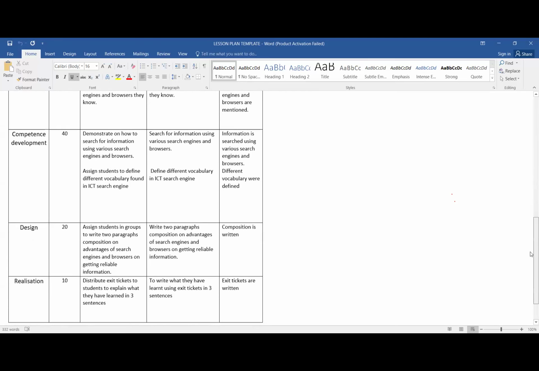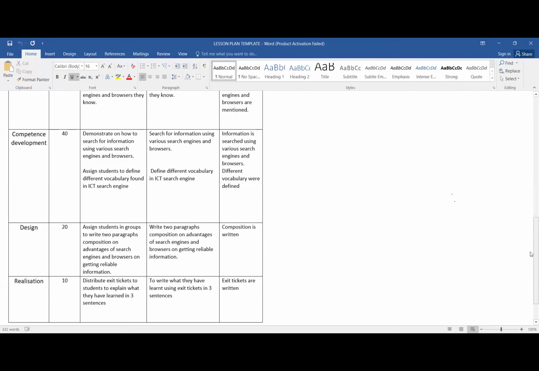For the design, here is creating. It is all about creativity. Now, what have students designed? What is the backpack? Do they take it back home? So you have to consider how you assign students. So here you assign students in a group to write a 2-paragraph composition on advantages of search engines and browsers on getting reliable information. So you cannot just say to assign a student. No, assign a student now.